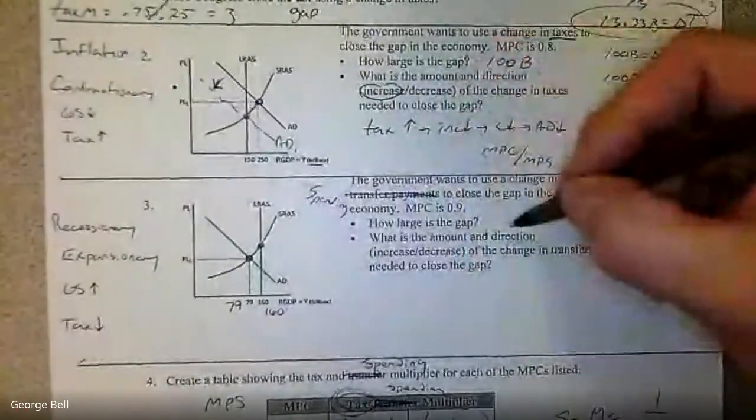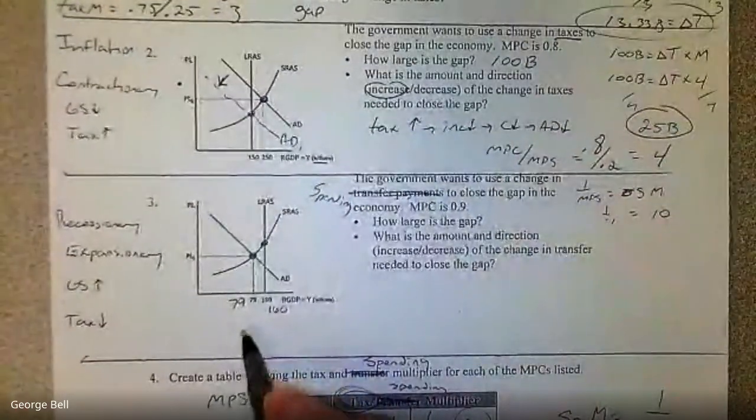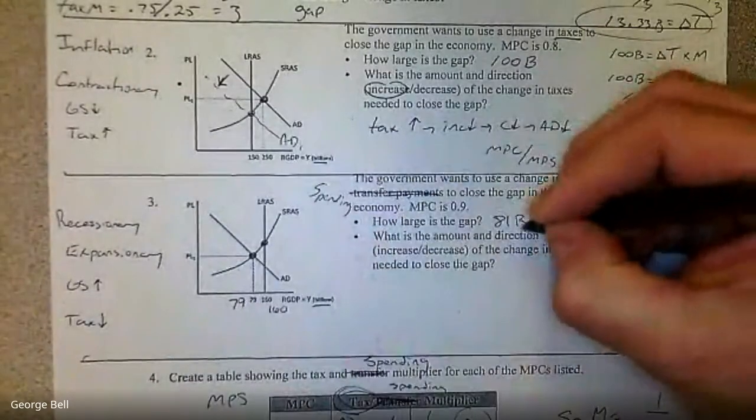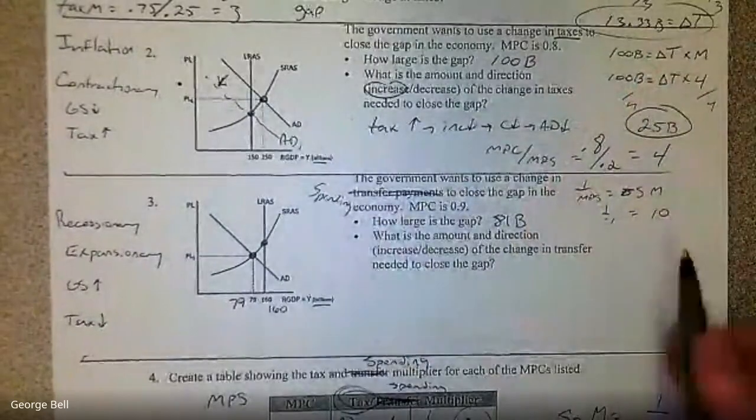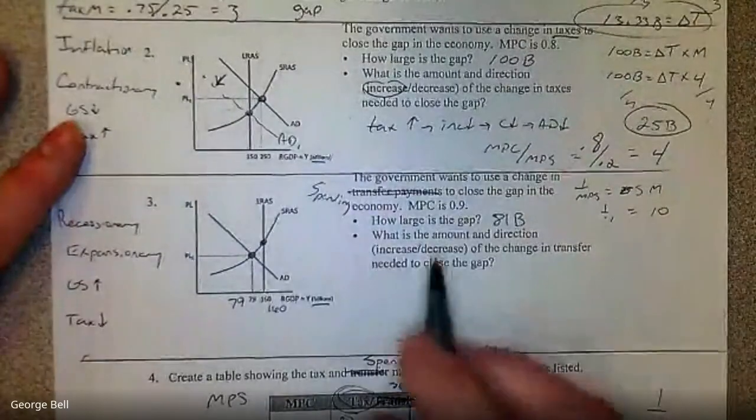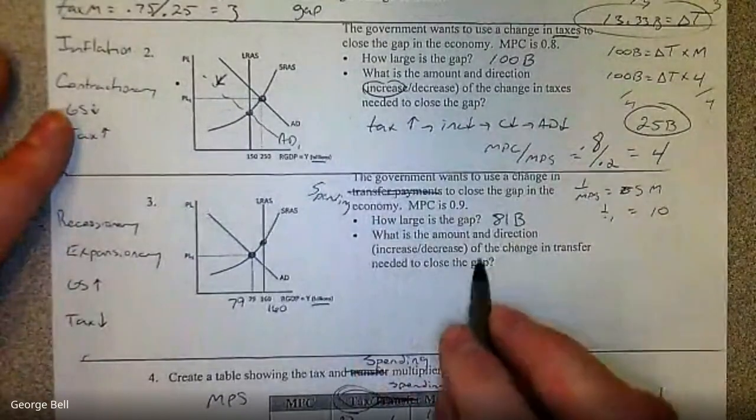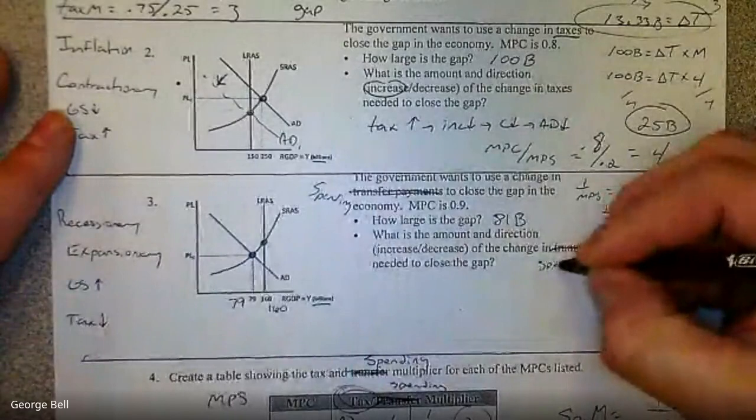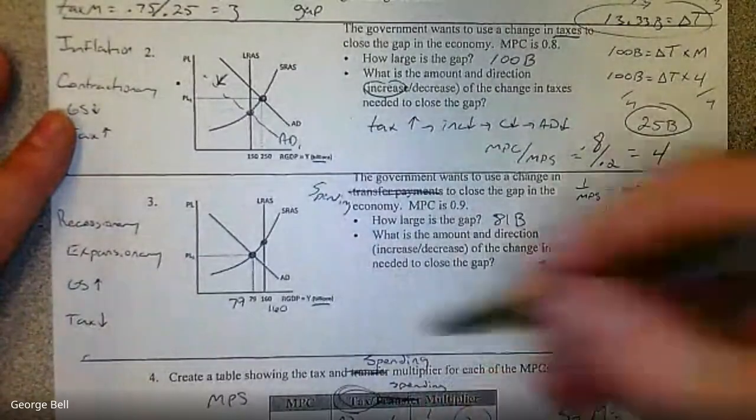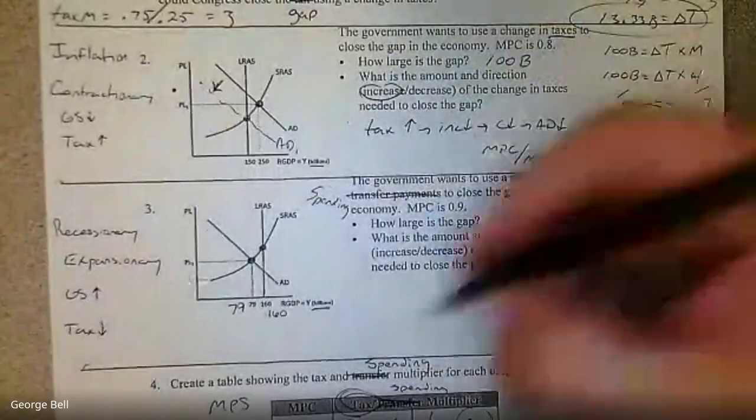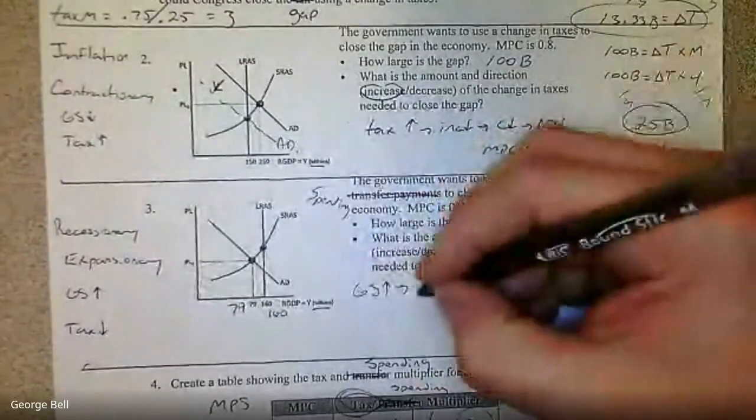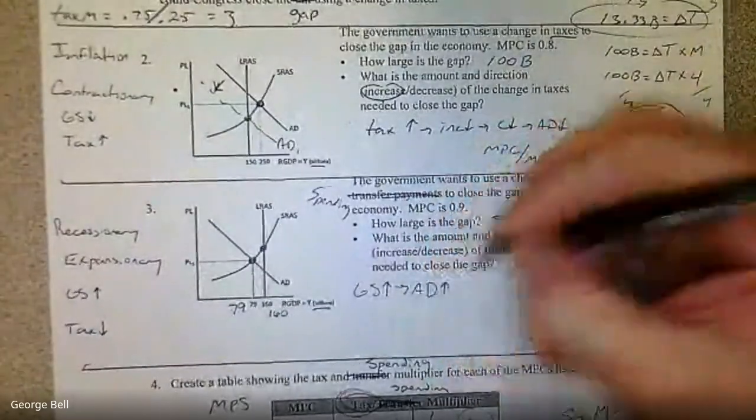So how large is the gap? This is an $81 billion gap, 81 billion. This is a goofy number, but since we have a multiplier of 10, that's going to be okay. And so finally it says, what is the amount and direction of the change in, remember, we're using spending, needed to close the gap. And so what that means is that they want us to increase our government spending, and then that's going to lead to the aggregate demand increasing, because that's going to close the gap.